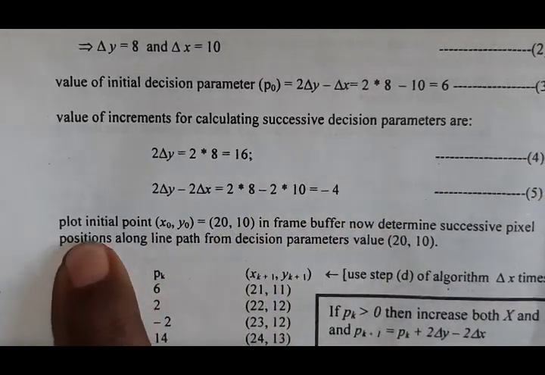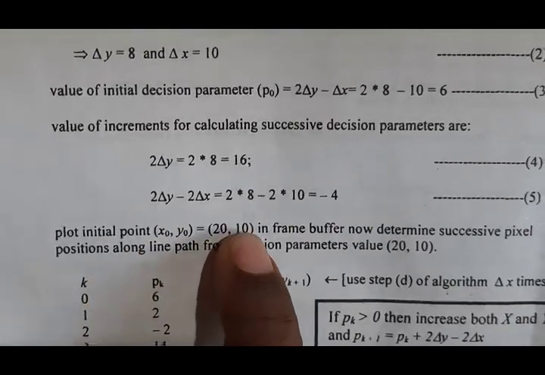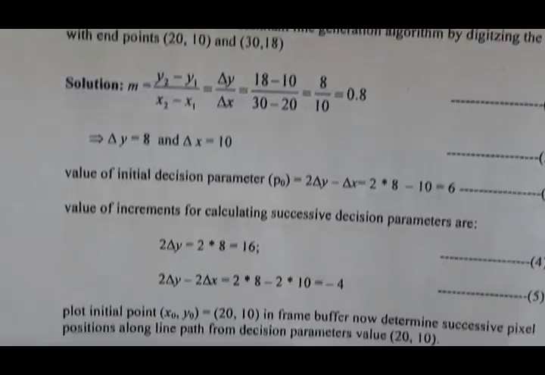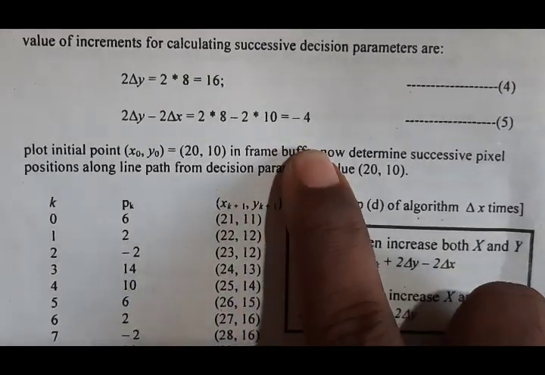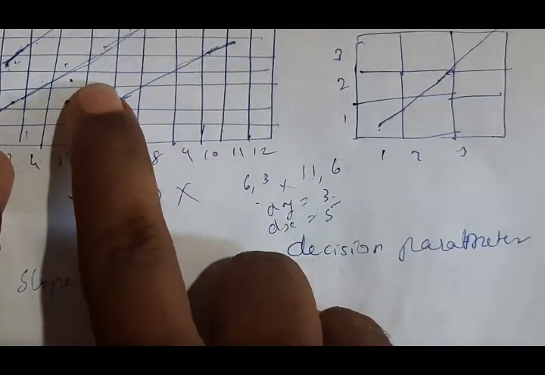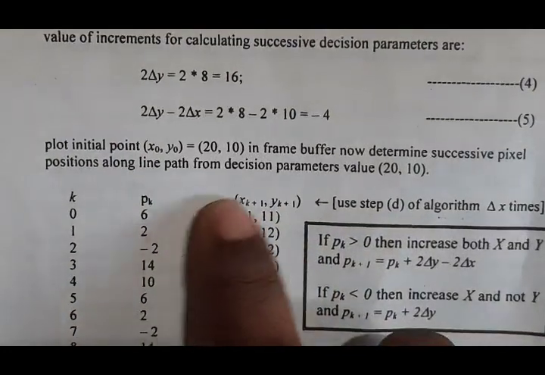First plot the initial point x0, y0, which is 20, 10, in the frame buffer. That means here in the pixel, you have to fill this pixel, like this. Next.